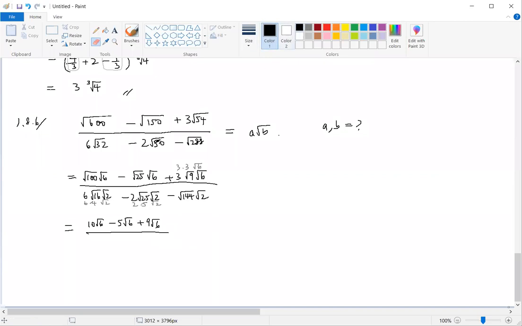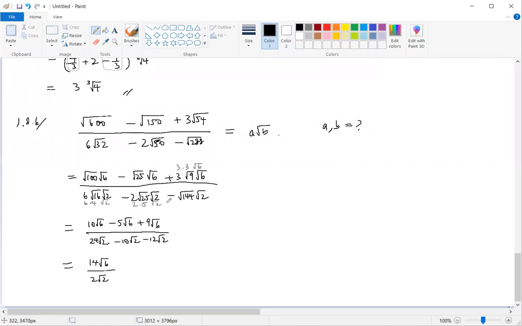Okay, so this is a 6 times 4, which is 24. This is a 2 times 5, which is 10. This is a 12. Okay, so we simplify the top here. 10 is 14 of it. Bottom here, 24 minus 10 minus 12 of it is 2 of it.